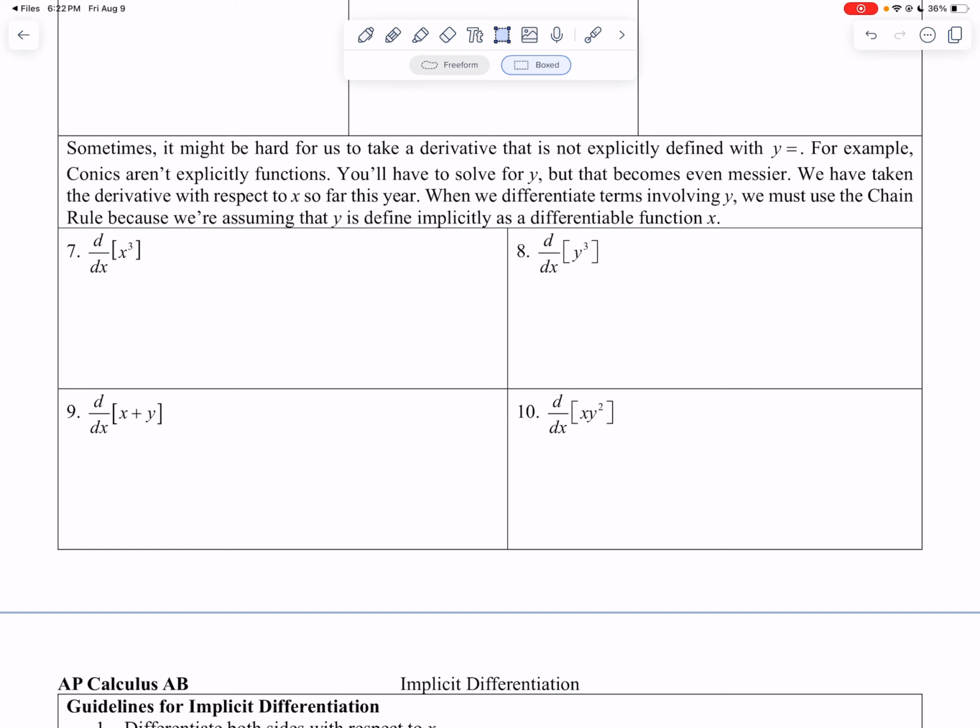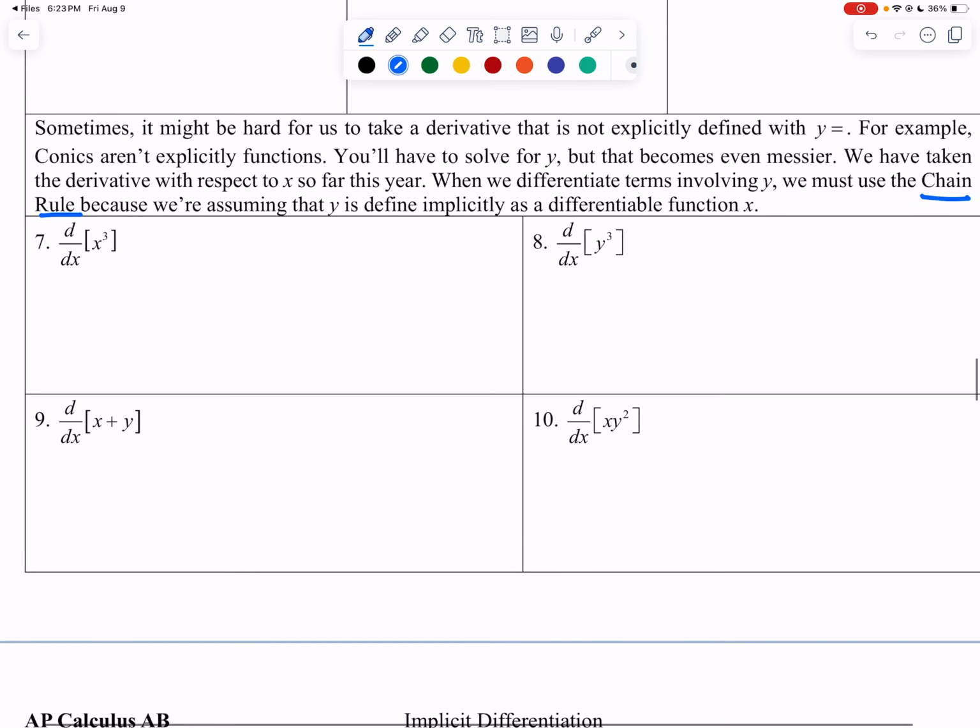Sometimes, though, we have functions that aren't explicitly defined with y equals. So think about conics with your circles and your hyperbolas and whatnot. You'll have to solve for y, but if you solve for y, that sometimes gets messy. So we kind of need a way to take the derivative without really solving for y. So to do that, we're actually going to be using chain rule. Lots of fun. Because we're assuming that y is defined implicitly as a differentiable function of x.